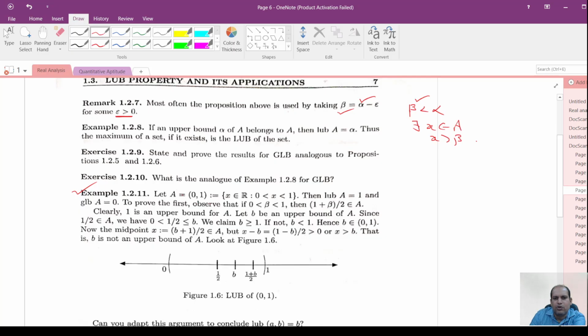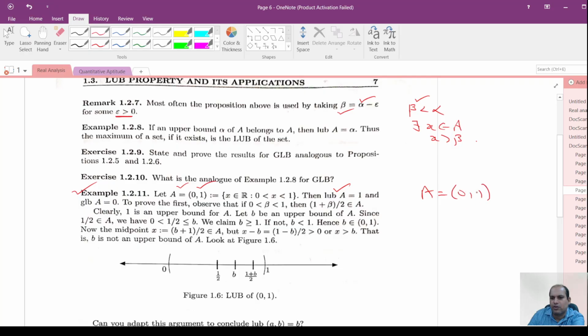A equal to the open interval (0, 1), that is the collection of all those x such that 0 is less than x is less than 1. Then we need to show that the least upper bound of this set is 1 and the greatest lower bound of this set is 0. So what we will do, given this set A equal to the open interval (0, 1).